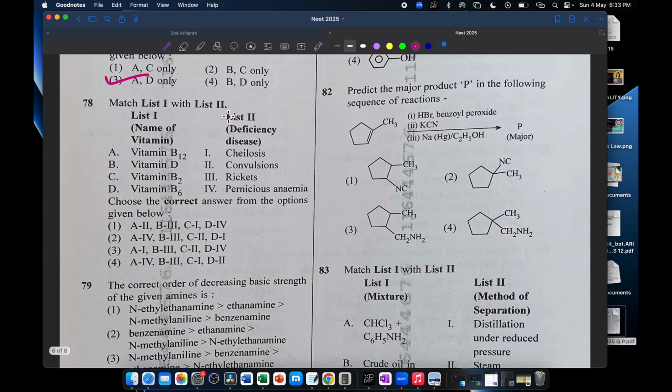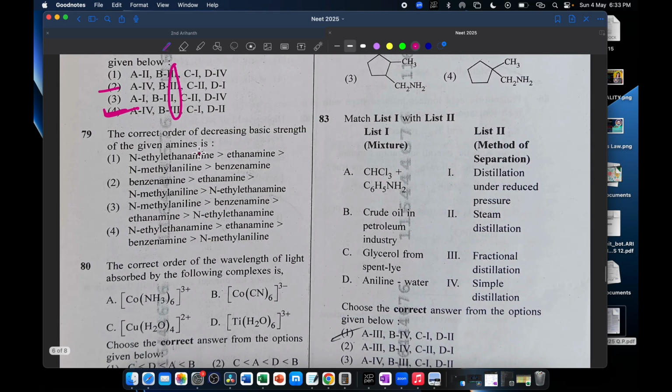78, match the following. Okay. Vitamins, match the following. Vitamin B12 pernicious anemia, vitamin D rickets, B3 is everywhere, and A4 is visible in both options. Okay. Vitamin B6 and convulsions, right? So B2 gives you cheilosis, B6 convulsions, right? So D2. So answer is 4.